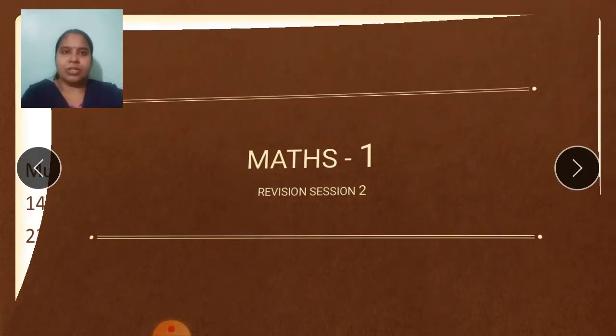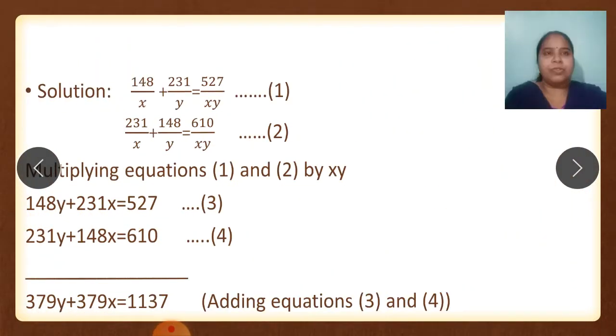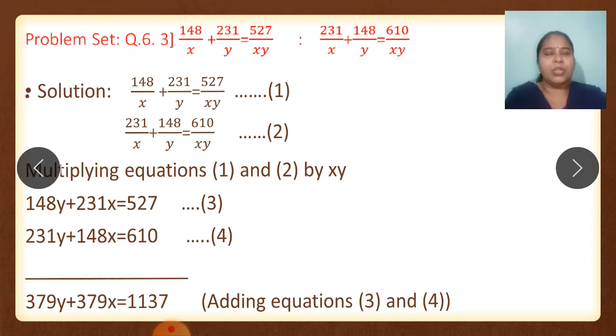In the previous session of revision, I have taken a few sums from linear equations in two variables. Today also, I have taken a sum from the problem set, that is question number 6, the third one. This is one of the questions which was repeatedly asked in the doubt clearing session.